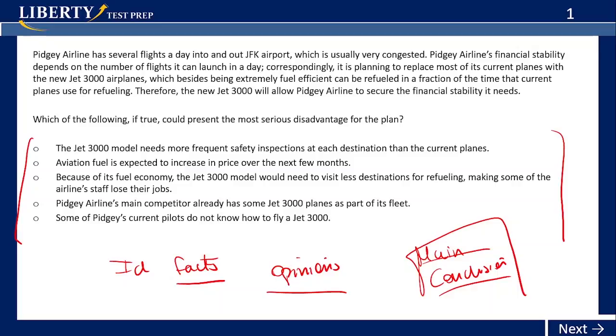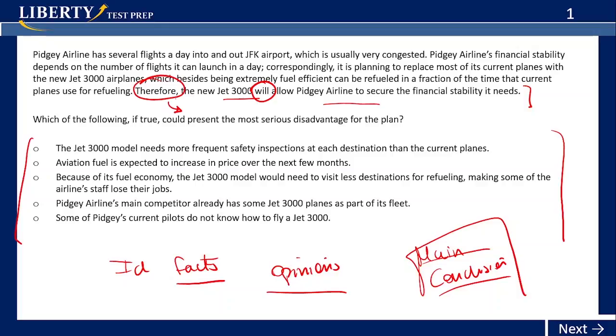Of course, so here is the answer for the question that we just established, what the main conclusion is. The main conclusion is here at the end, right? Therefore, the new Jet 3000 will allow PG Airline to secure the financial stability it needs. That one's the main conclusion. Why? Because that's an opinion, right? Therefore, that's a keyword for opinion, because they're giving you a conclusion from all the evidence presented, and then they say something in the future. So if they're saying something in the future, most likely they cannot prove it. You cannot prove something that will happen in the future. You can only support it. So that's a conclusion here.